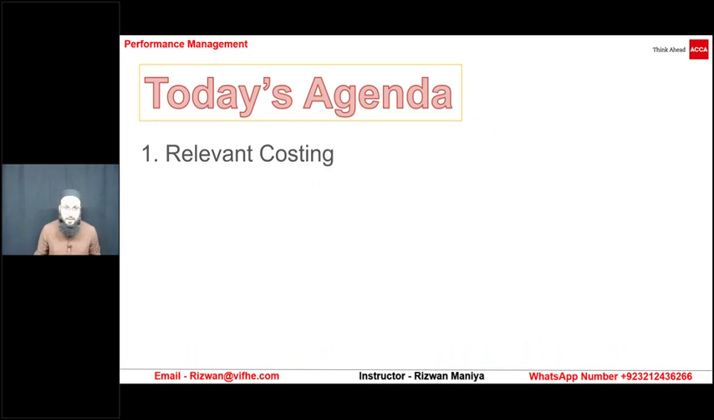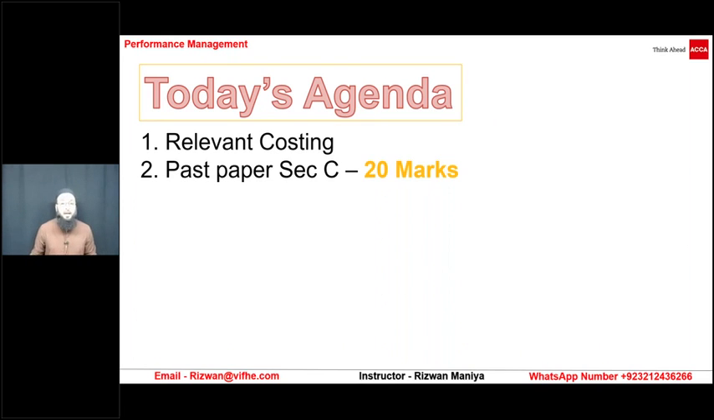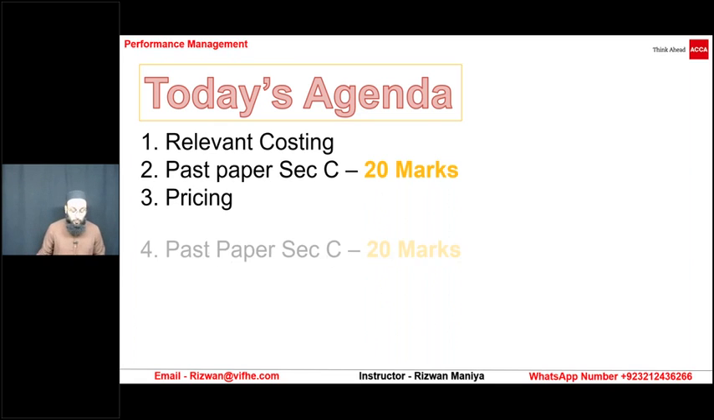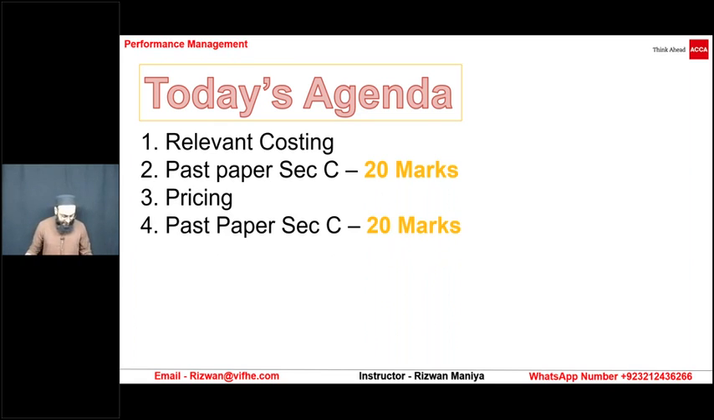Today's agenda is about relevant costing, one of the crucial areas, one of the weak areas of students. Then we'll be doing section C, past paper, 20 marks. Then we will move into pricing. Pricing is another area where students do struggle sometimes when it comes to learning curves. So today we'll be doing pricing with learning curves.